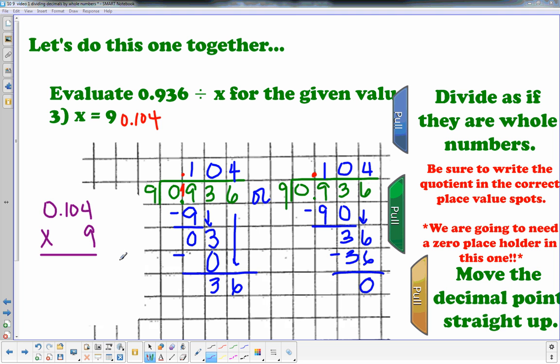All right, 9 times 4 is 36. 9 times 0 is 0, plus 3 is 3. 9 times 1 is 9. Move my decimal point 3 places. Check, we did it right. All right, pause the video, press play when you're ready for number 4.